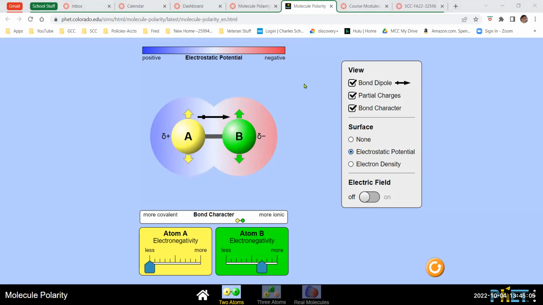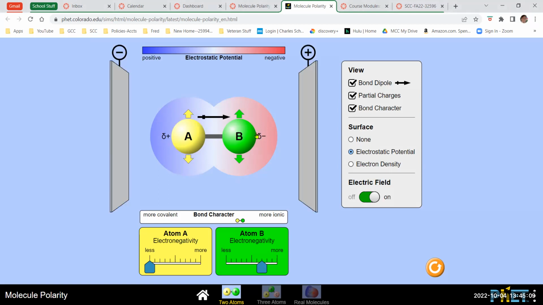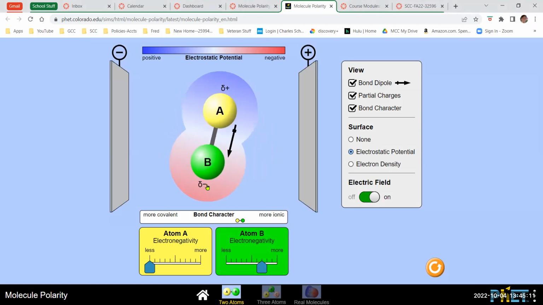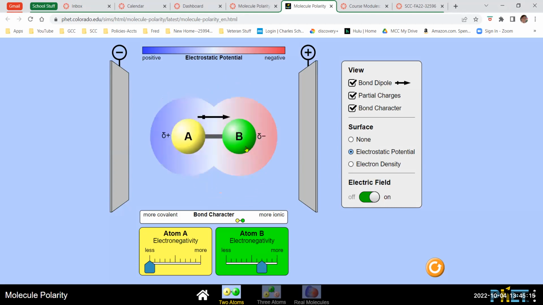And we can see that if we put an electric field around it, that dipole in the arrow is affected by the electric plates. Okay. The partial negative area is attracted to the positive plate. Okay. And so here we have a dipole bond.